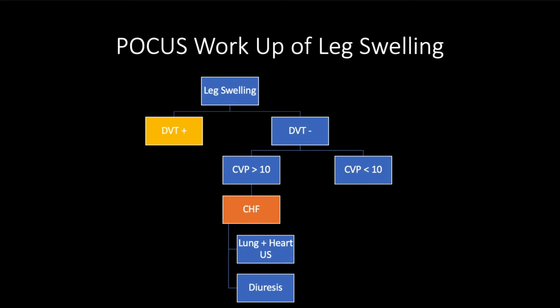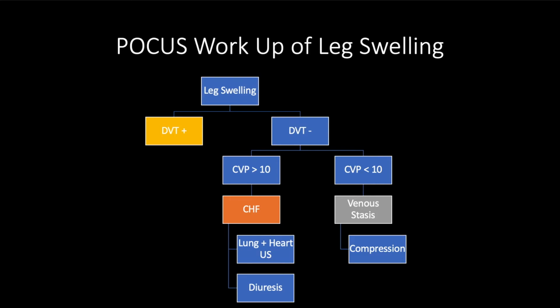In this case, the central venous pressure was normal. It was less than 10 millimeters of mercury. So he was diagnosed with more venous stasis, and we felt comfortable giving him compression stockings and leg elevation to help manage that venous stasis chronically.